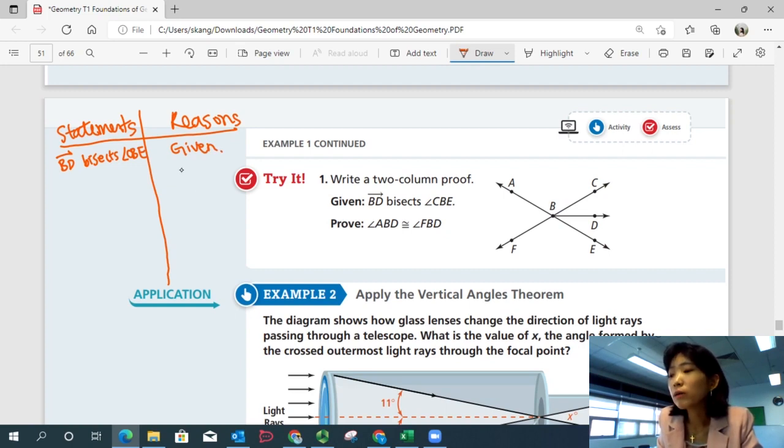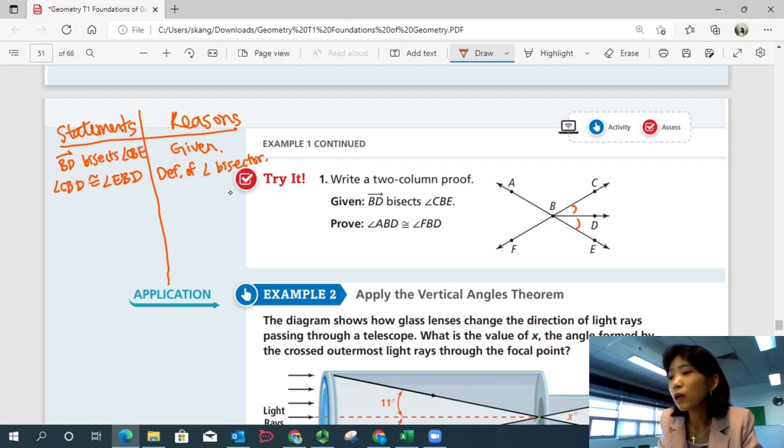And then what do we know about an angle bisector? They divide the angle in exactly half, right? So that means this angle and that angle should be the same, right? They're congruent. So angle CBD is congruent to angle EBD. What is the reason? This is by the definition of angle bisector.